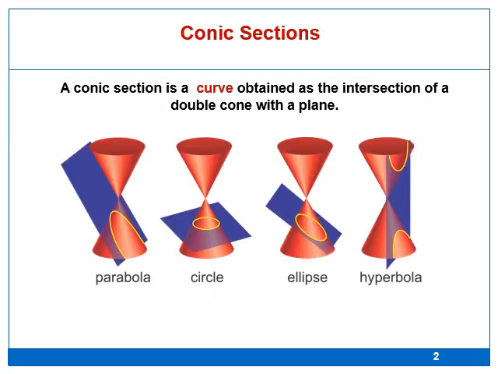Conic sections are obtained as an intersection between a double cone and a plane. If the plane is parallel to the generator of the cone, the cross-section is a parabola. If the plane is perpendicular to the axis of the cone, the cross-section is a circle. If the plane is oblique to the axis of the cone, the cross-section is an ellipse. And finally, if the plane is parallel to the axis of the cone, the cross-section will be a hyperbola. In our course, we are going to study the equations of these conic sections and the way to sketch them.